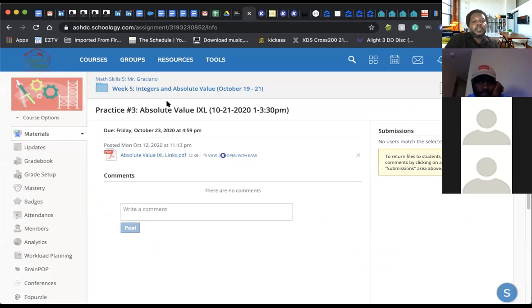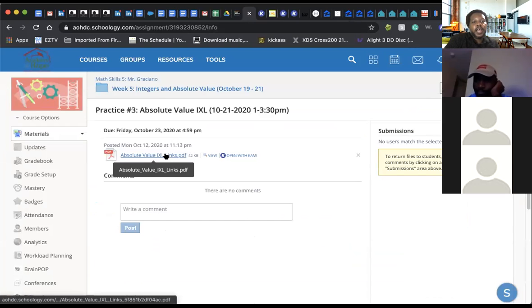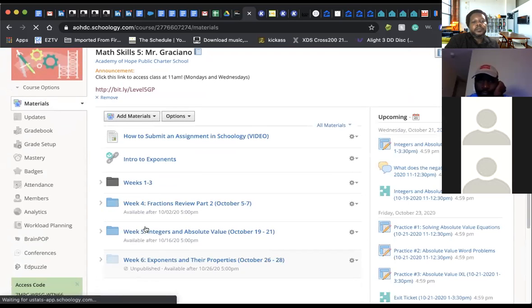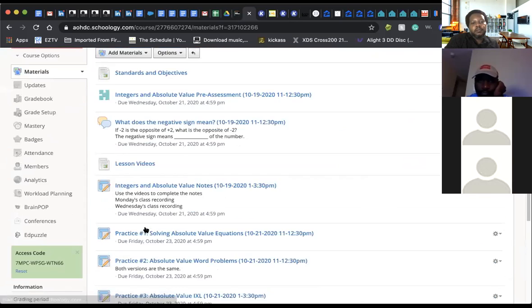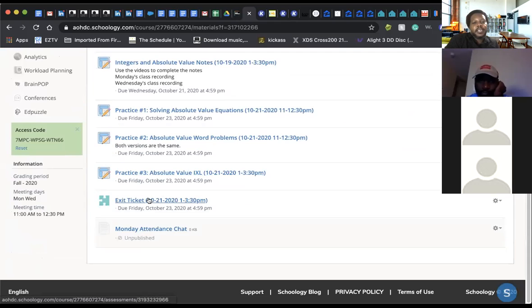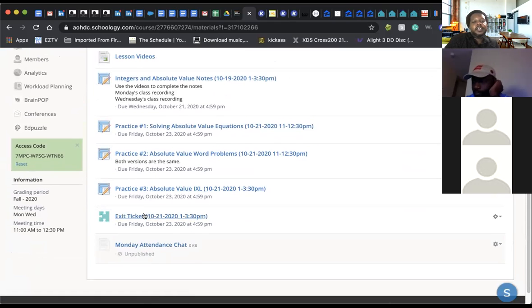You have 2 options, as I said. Do practice number 3, which are your absolute value IXL links. Do all 3 of those, or you can do the exit ticket. But of course, the exit ticket covers everything. And if you're not as familiar with everything yet, maybe you want to do the practice in the IXL first. So I definitely suggest that you do the IXL. You have all the rest of the day today to do it, please do it.